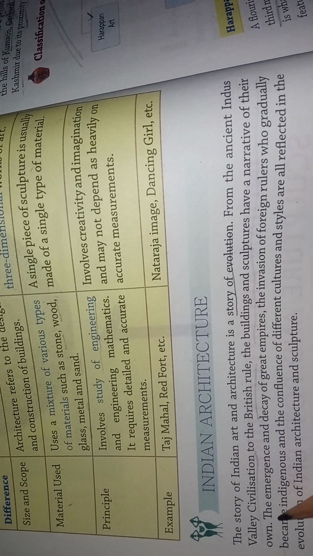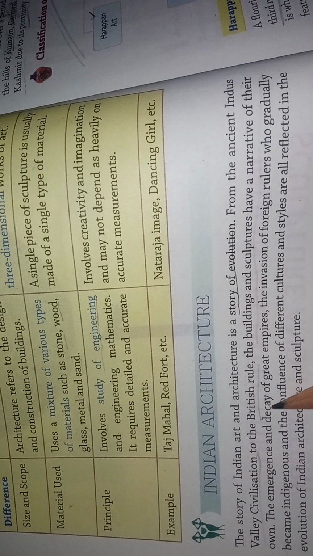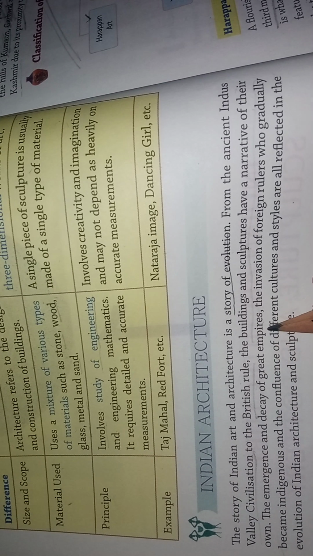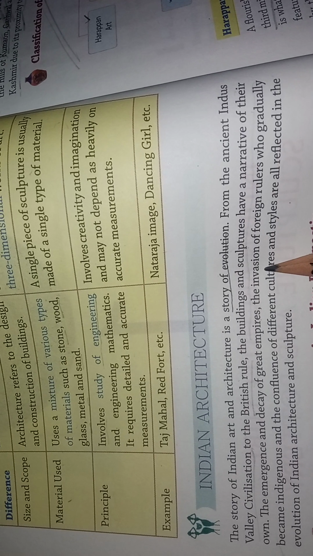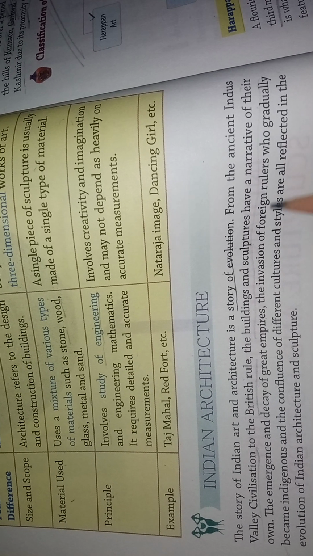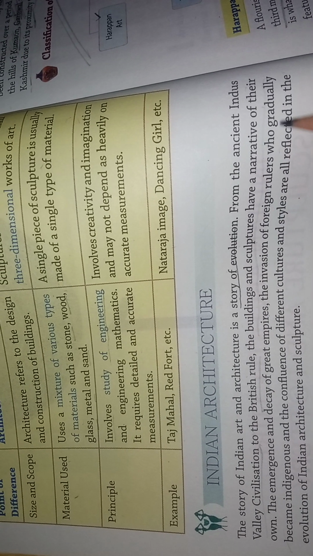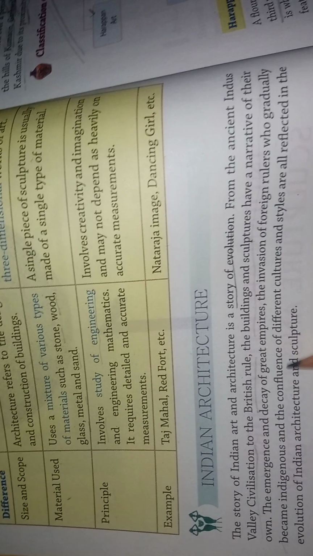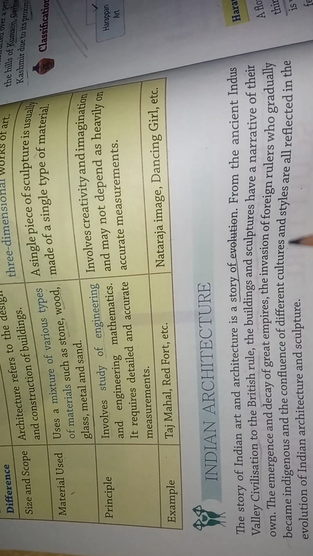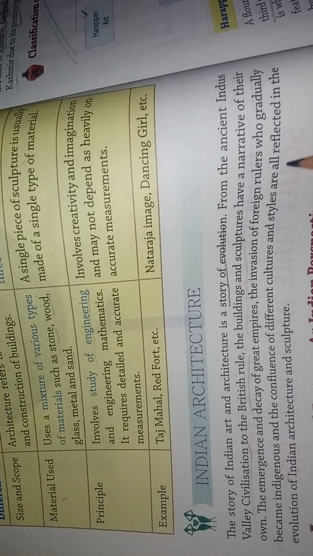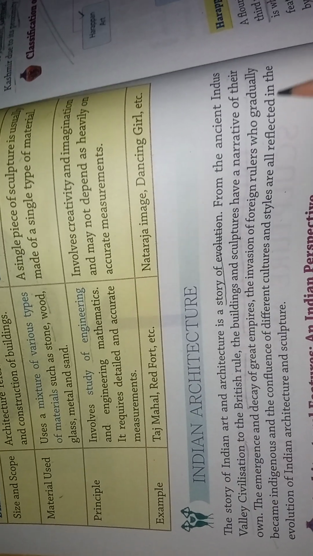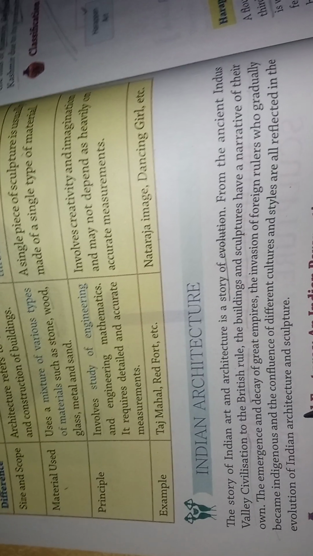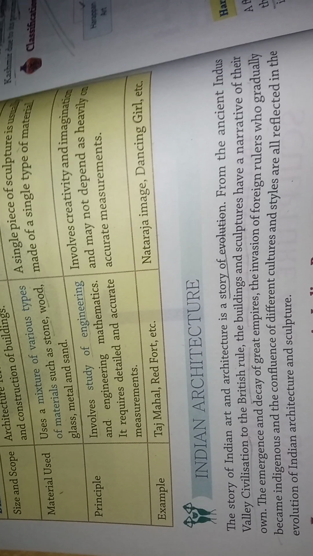The emergence and decay of great empires, the invasion of foreign rulers who gradually became indigenous, and the confluence of different cultures and styles are all reflected in the evolution of Indian architecture and sculpture.